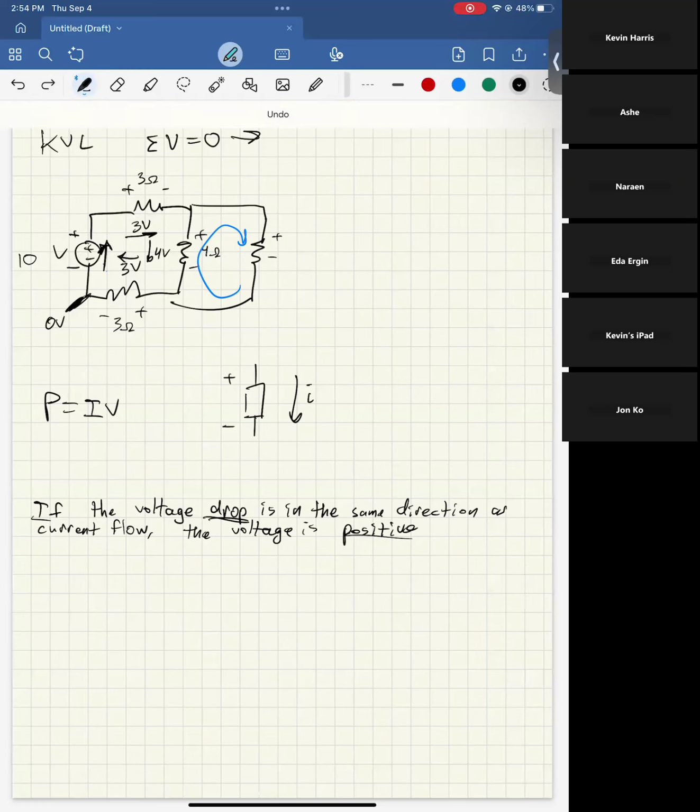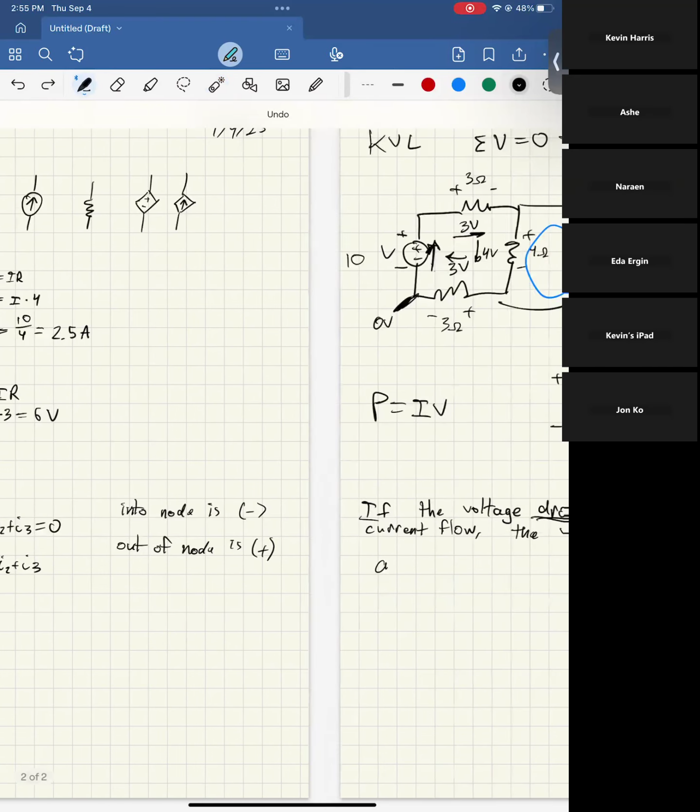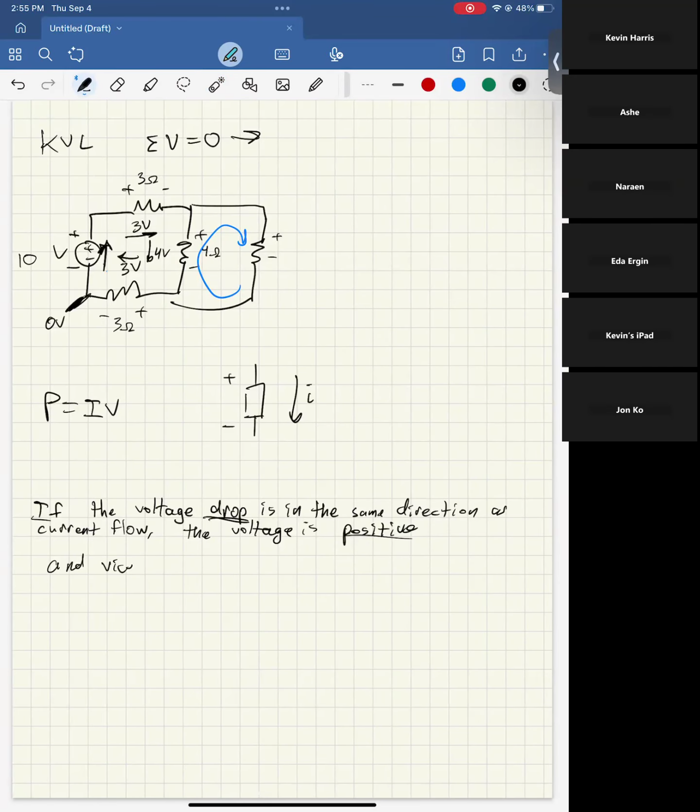Because if we're looking at the current going like that, then this drop here, plus minus, is in the same direction as that current flow. Same thing here and same thing here. However, for the voltage source, the current flow is not in the direction of the drop. The current flow is in the direction of the voltage rise. So here, this would actually be a negative 10 volts in terms of a KVL equation. And vice versa. I'll just say that.